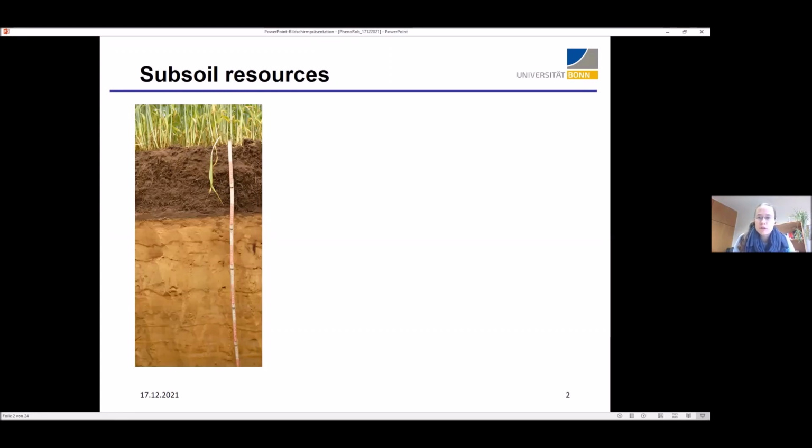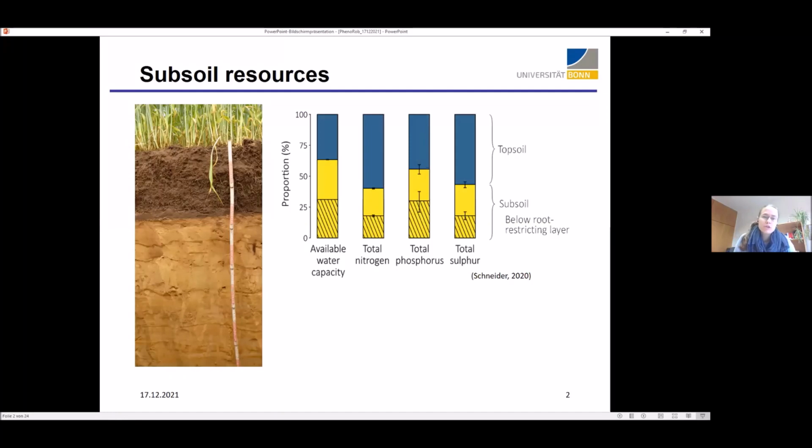And we've also already heard in the previous talk something about the subsoil heterogeneity. But what I want to focus on today is more what are the resources that can be found in the subsoil. Our colleagues from the Thünen Institute in Braunschweig have done an inventory of agricultural soils in Germany, and they have analyzed different resources such as water or different nutrients. Generally from that inventory, we can say that around half of all the resources that we find in the soil are in the subsoil, so in this lower part of the soil profile.